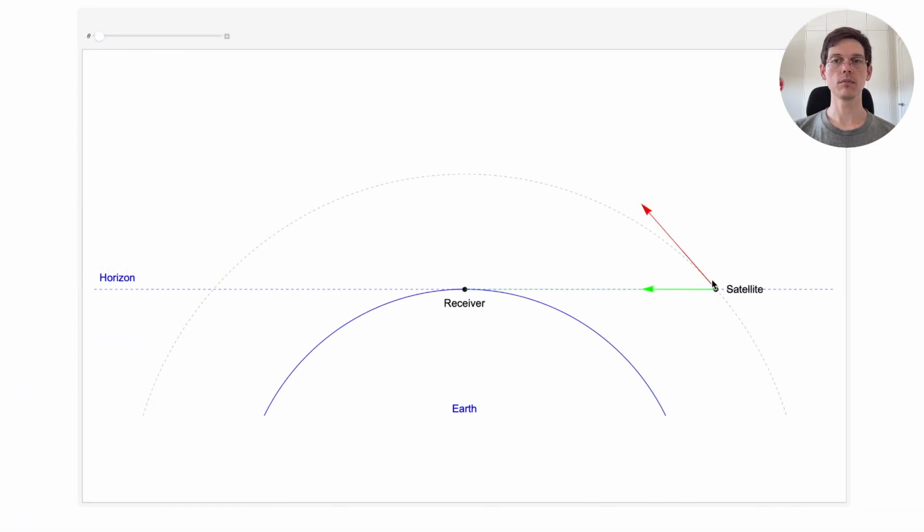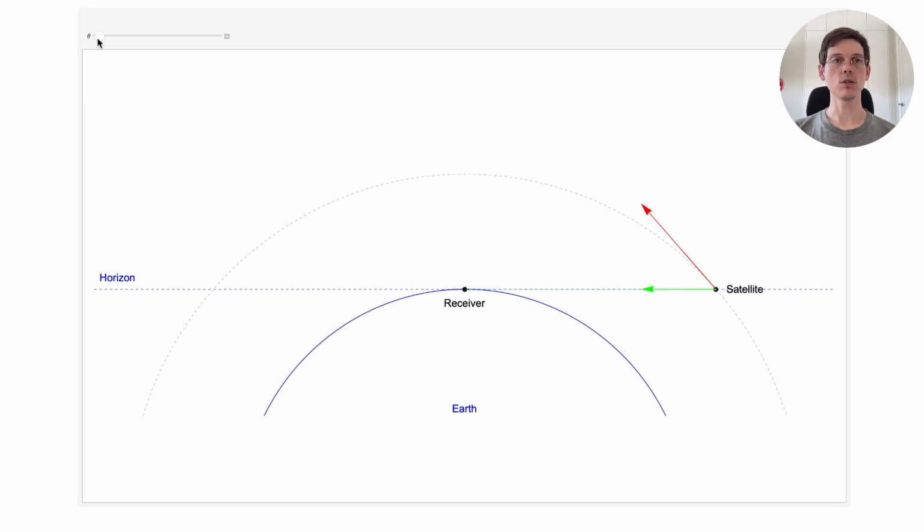Here we have a satellite orbiting Earth, on which is a receiver. The red arrow is the satellite's velocity, and the green arrow is the component of that velocity in the direction of the receiver. At the moment, from the receiver's perspective, the satellite is rising above the horizon. A large component of the satellite's velocity is directed towards the receiver. In other words, it's moving towards the receiver. This means that due to the Doppler effect, the receiver will observe a slightly higher frequency than the L1 frequency.